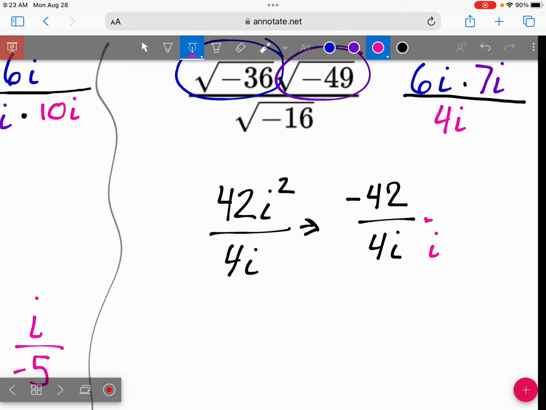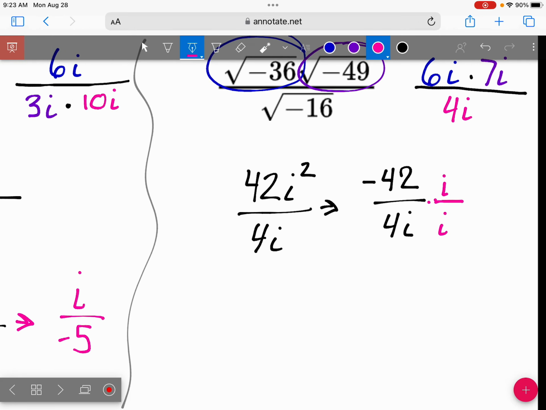But I cannot just multiply by i, I have to multiply by a weird looking one. i over i. i over i is 1. It'll simplify. We only need the conjugate if it's adding or subtracting. If there's a plus in there, that's when we use a conjugate. This is just trying to make it be no radicals in the denominator.